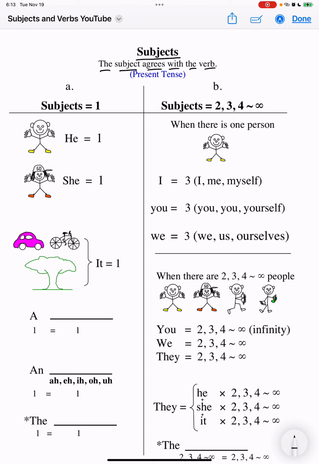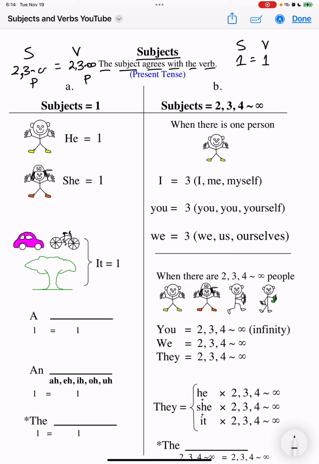The agreement will be like singular equals to singular or plural equals to plural. But I use numbers. So it'll be if the subject is 1, then the verb is going to equal to 1. Or if the subject is 2, 3 to infinity, then the verb will equal to 2, 3 to infinity. And this is going to be plural, and this is plural, okay?